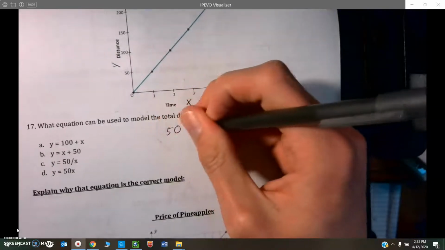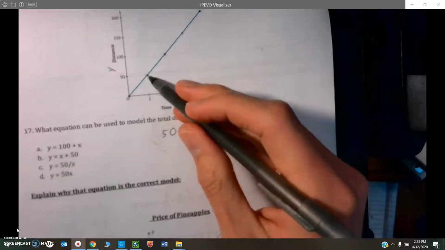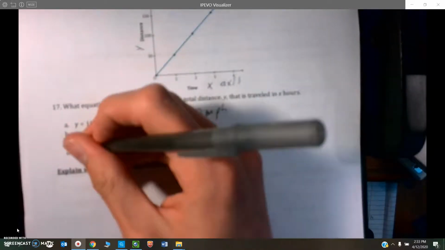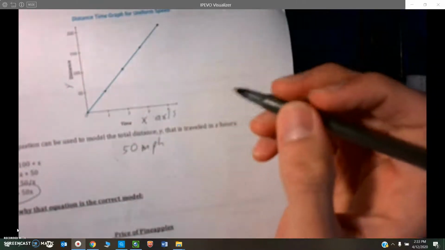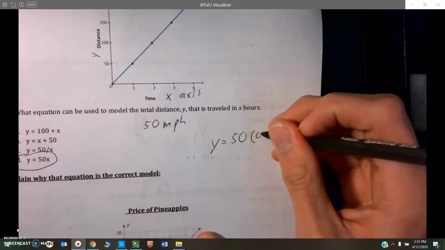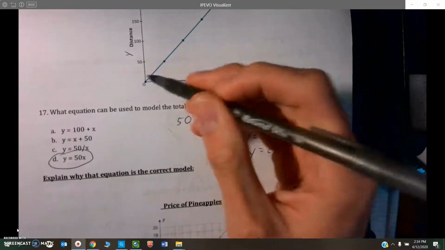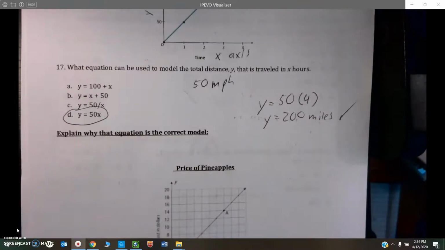So for every hour, I go 50 miles. So that would mean that my speed is 50 miles per hour. And that also means that I'm taking the hours and multiplying them times 50. And the only one that represents multiplication here is D. So once again, let's say I wanted to find out how far I'd go in 4 hours. I'm going to substitute 4 in for x. And I would get 200 miles. And let's see if that's true. 4 hours, 200 miles. So yep, this works. That is the correct equation.